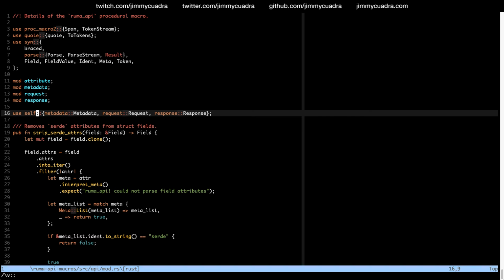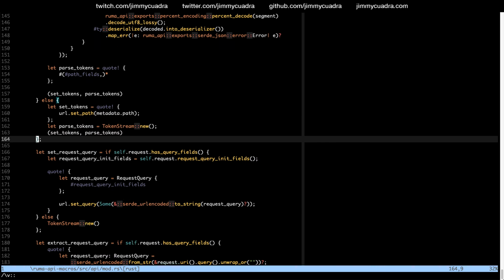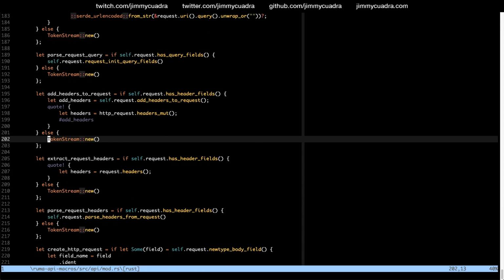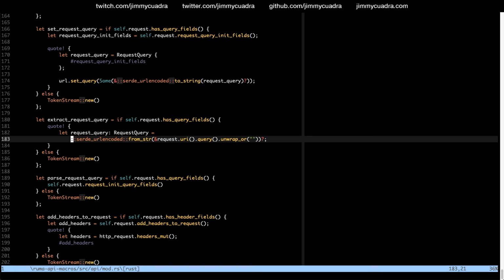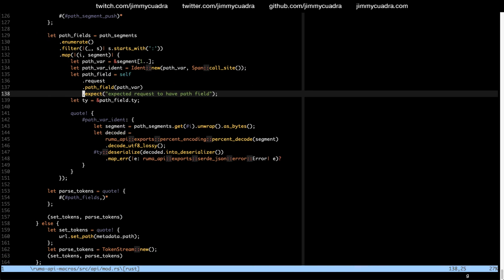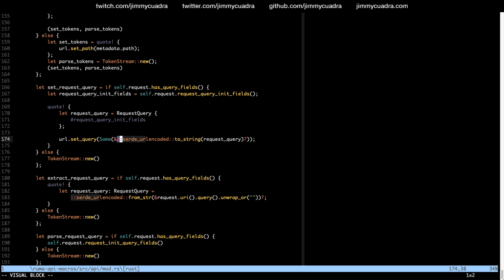I wish there was a... I'm just going to do a quick scan through... Where's the generated code? See if anything obvious jumps out at me. Oh, Serde URL encoded. So that needs to be... This needs to be changed too.